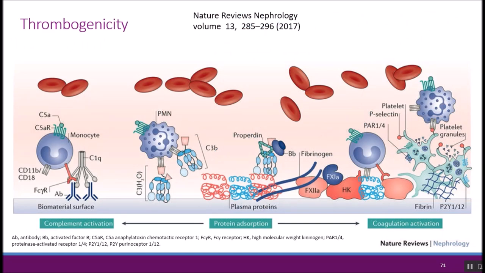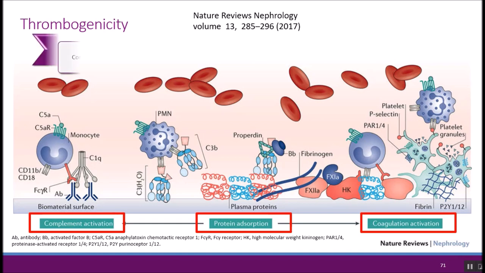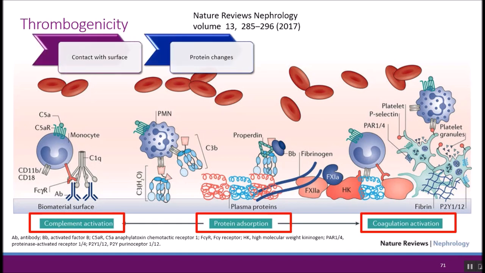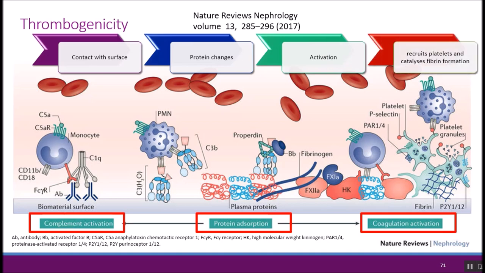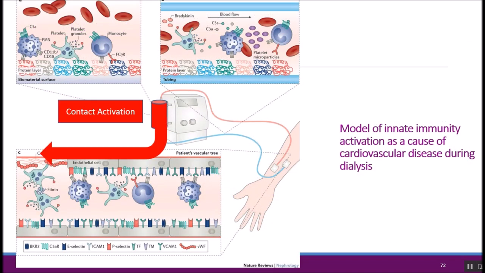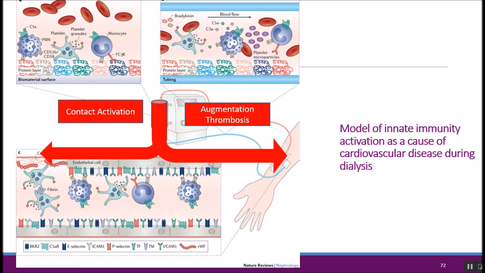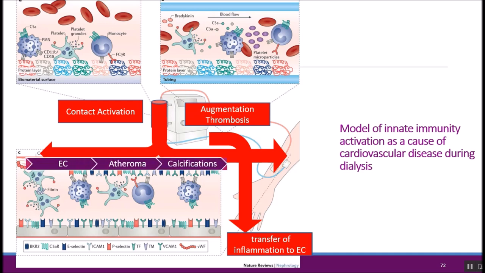So in thrombogenicity, we have complement activation, protein adsorption, coagulation activation with contact with the surface, protein changes, activation of cells, recruitment of platelets, and catalysis of fibrin formation. And back again to the circulation, activation during the hemodialysis session can induce contact activation, augmentation of thrombosis, transfer to the patient's bloodstream, to the endothelium, causing atheroma and calcification.